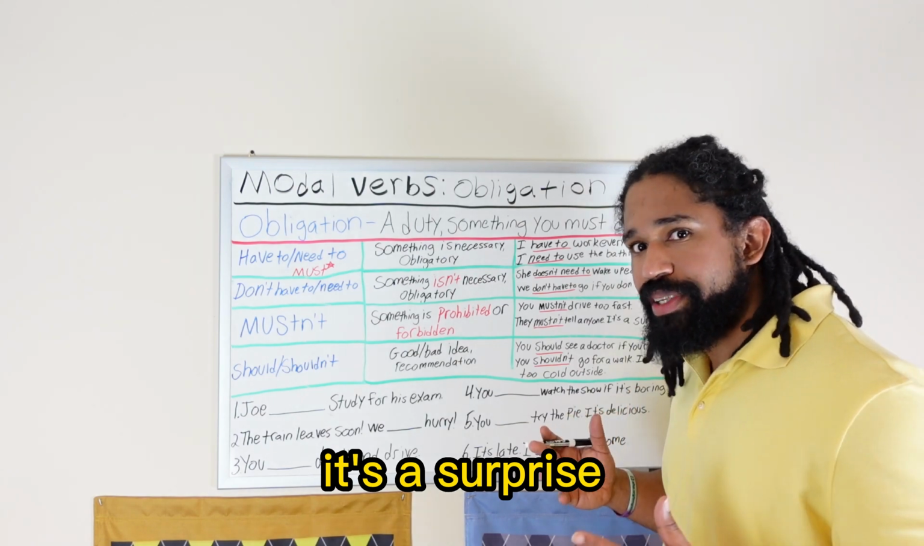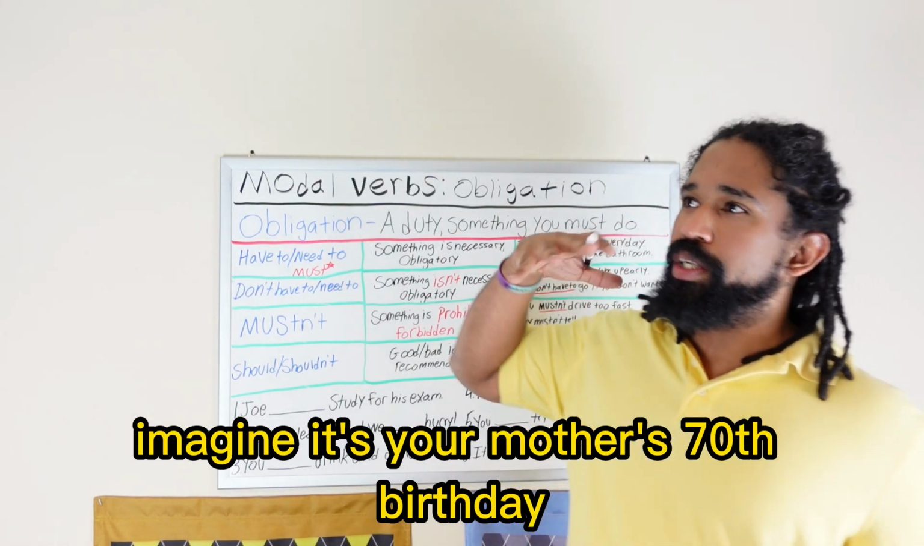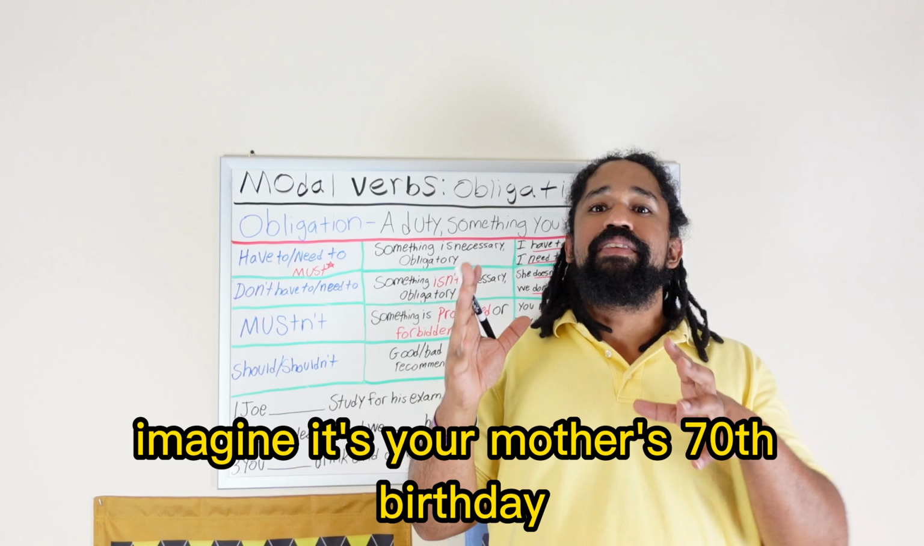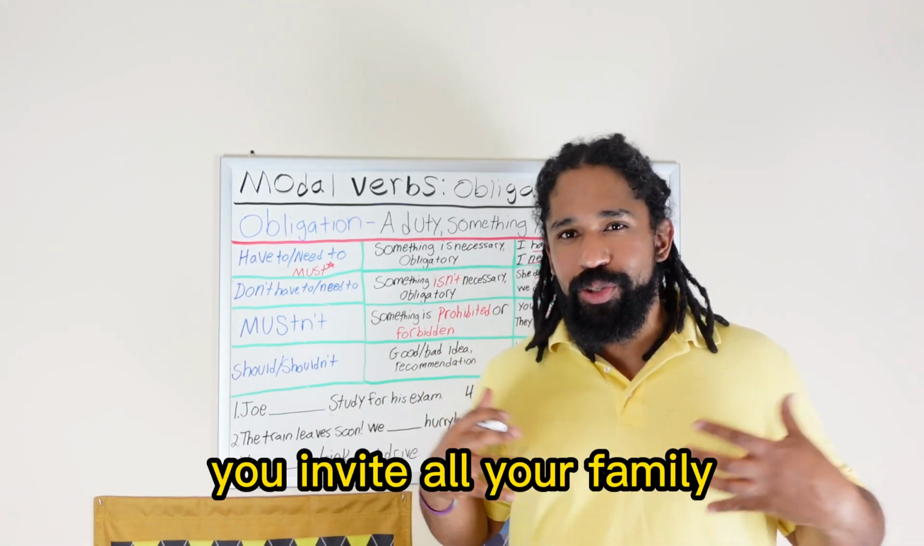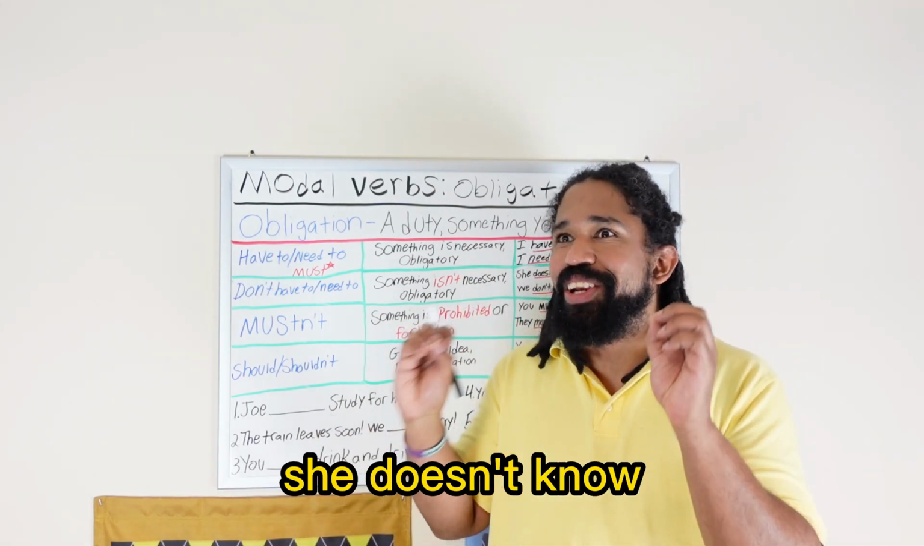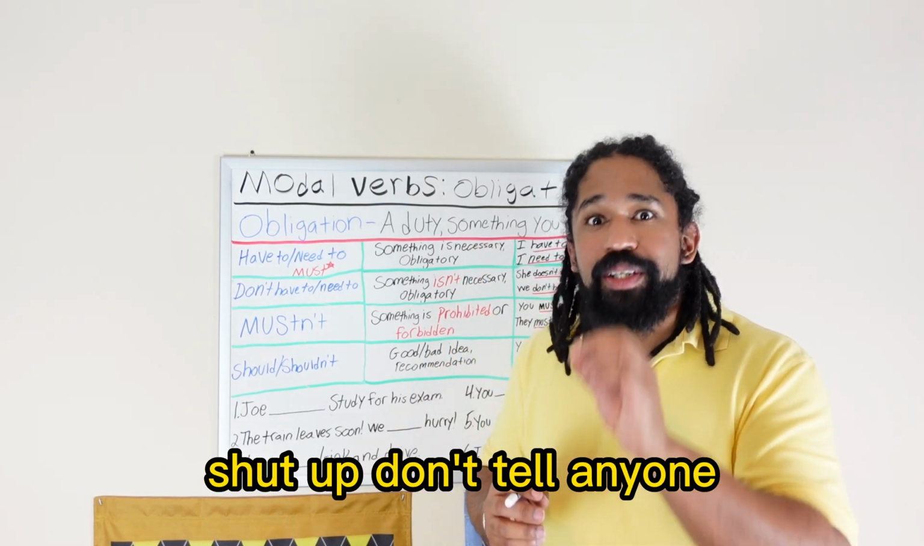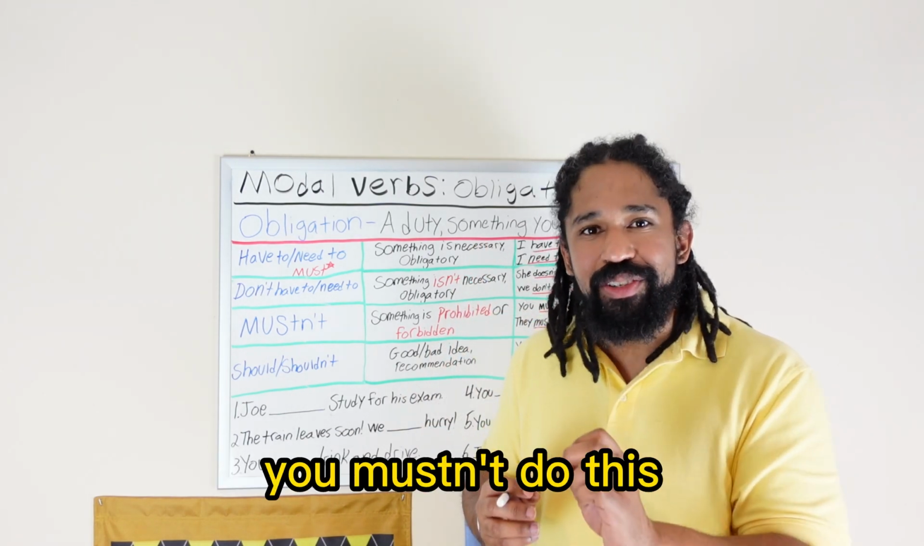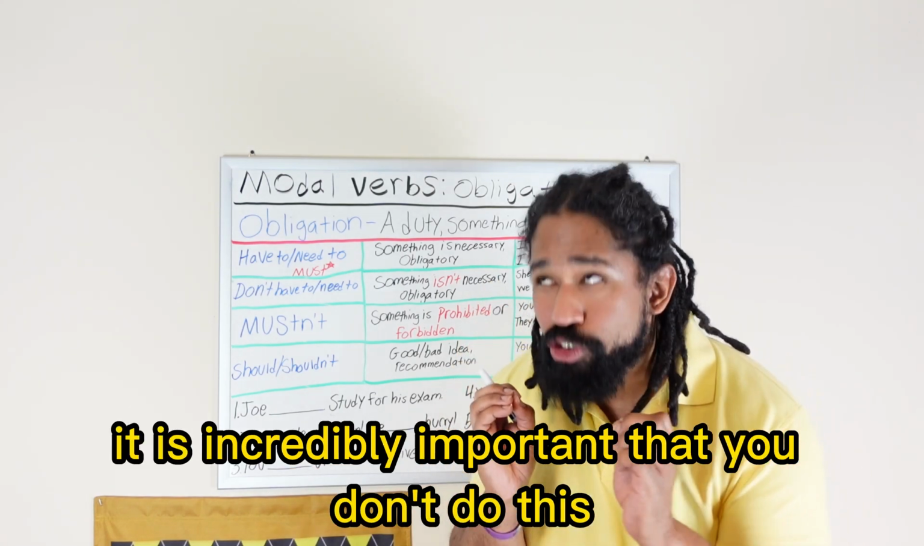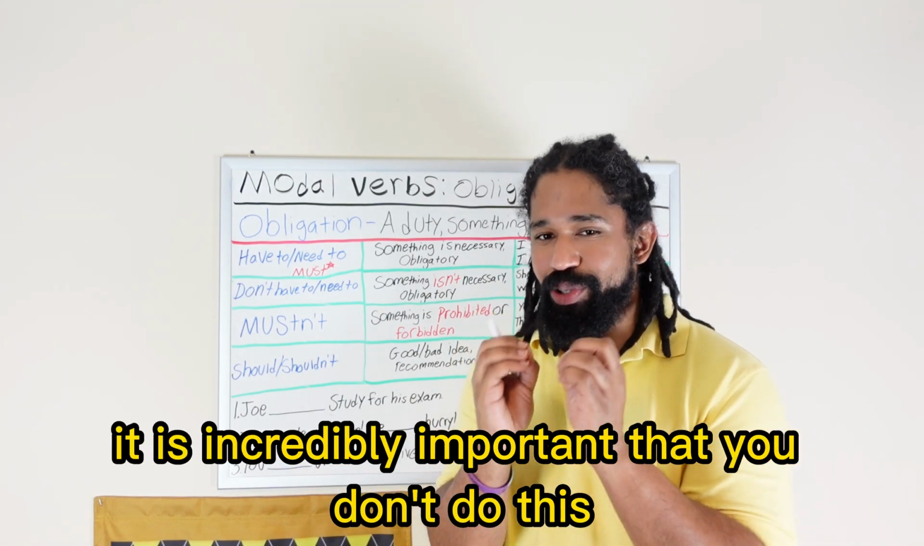They mustn't tell anyone. It's a surprise. Imagine it's your mother's 70th birthday. You invite all your family. She doesn't know. This is very important. Shh, shut up. Don't tell anyone. You mustn't do this. It is incredibly important that you don't do this.